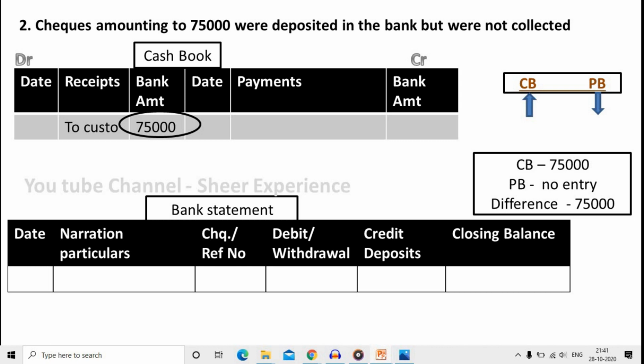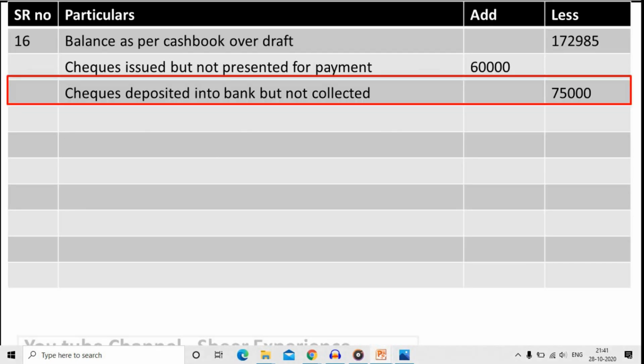So cash book balance is more than passbook balance. Since bank balance is less, I will mention the amount in less column. That is 75,000 in less column. And in the particulars column, checks deposited into bank but not collected.